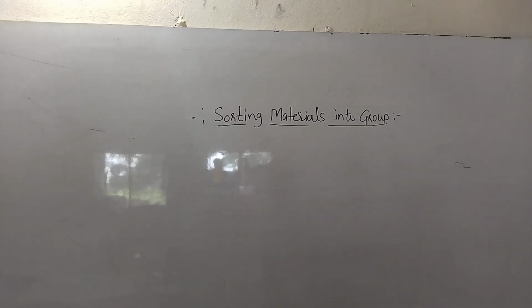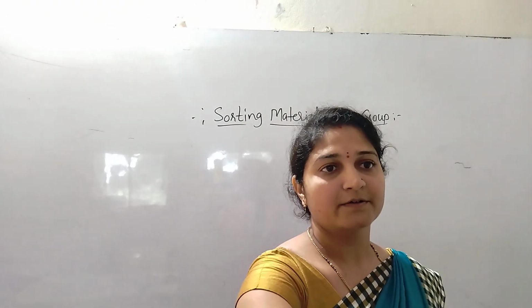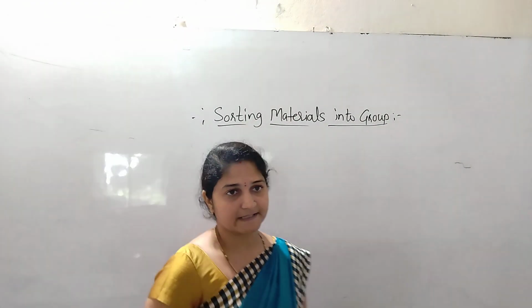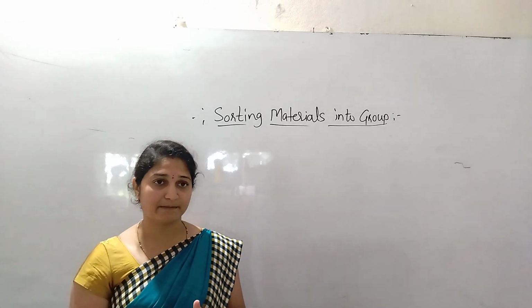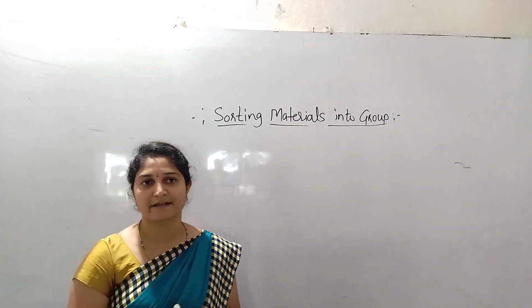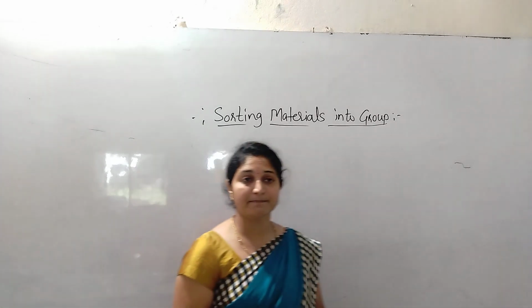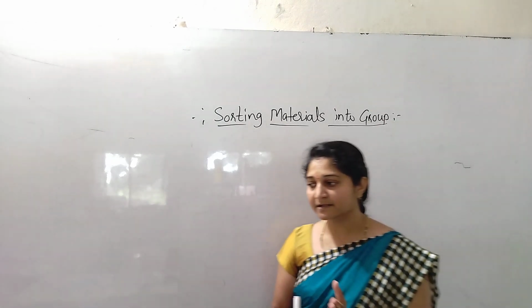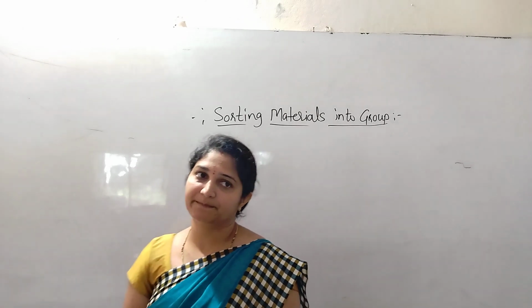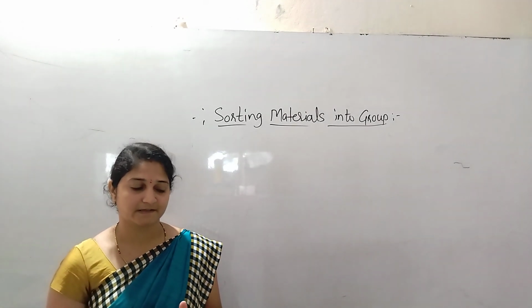So in the previous class, we discussed sorting materials into groups. In that, we studied that by using the same material, different objects are made. And we also prepared another chart where the object was the same, but that object is made of different materials.